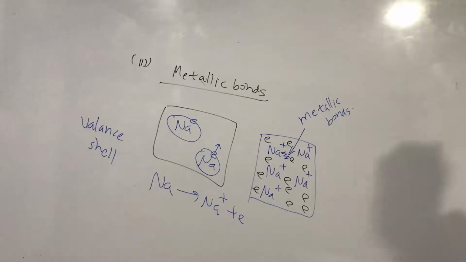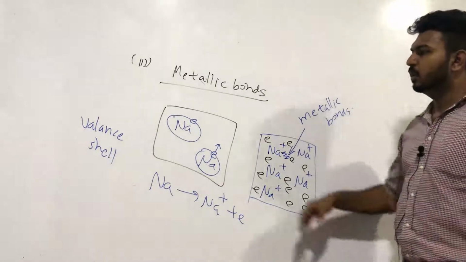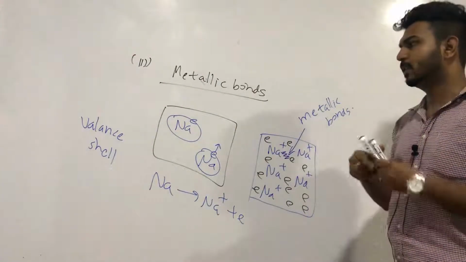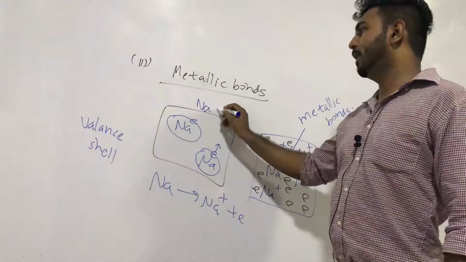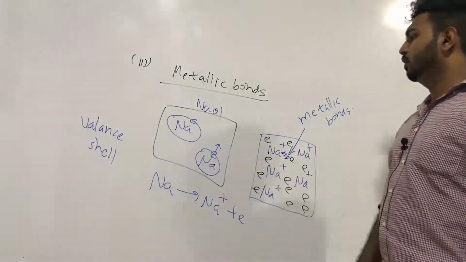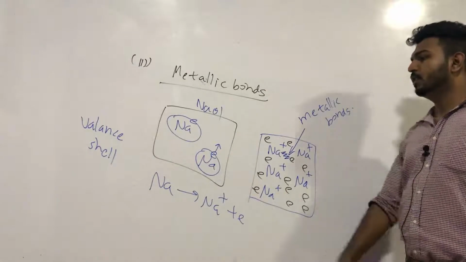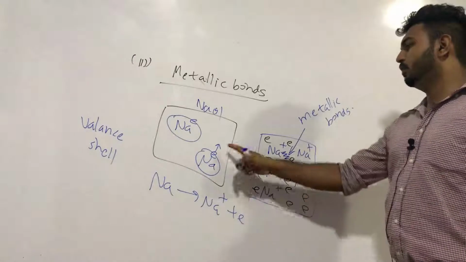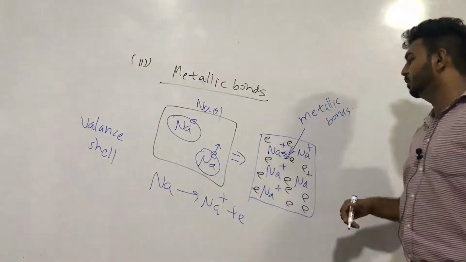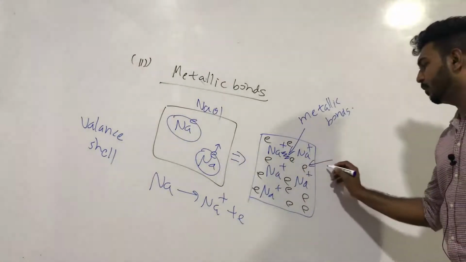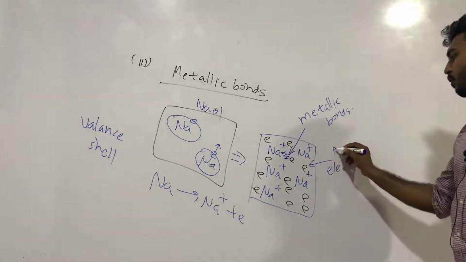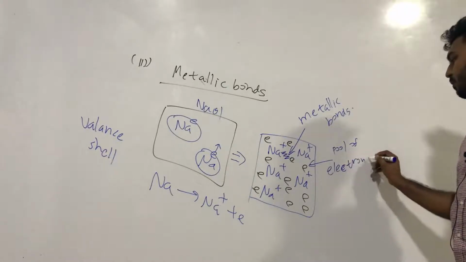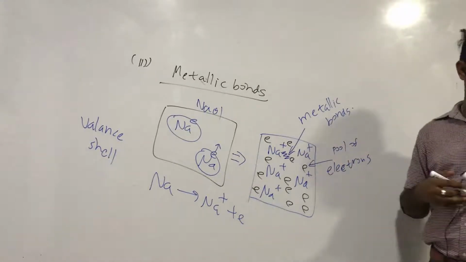Okay, please draw this. Draw this one and this one quickly. So this is a piece of sodium metal. Please draw this one. This is not an ionization reaction. This is in solid state. Please draw this. So these are the electron pool of electrons. Draw this quickly.